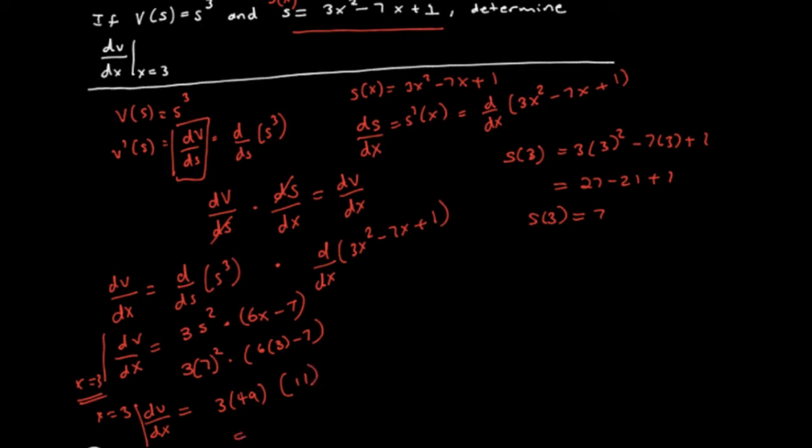And if I punch all this out, you should get 1617. Okay, so therefore dv over dx when x is equal to 3 is equal to 1617. Okay, and that's the rate of change when x is equal to 3.